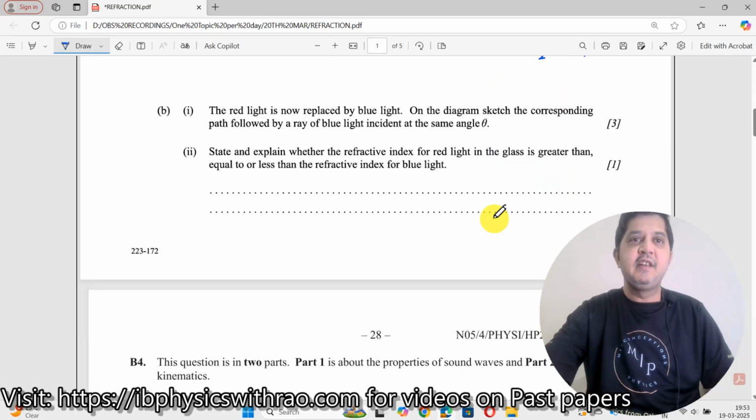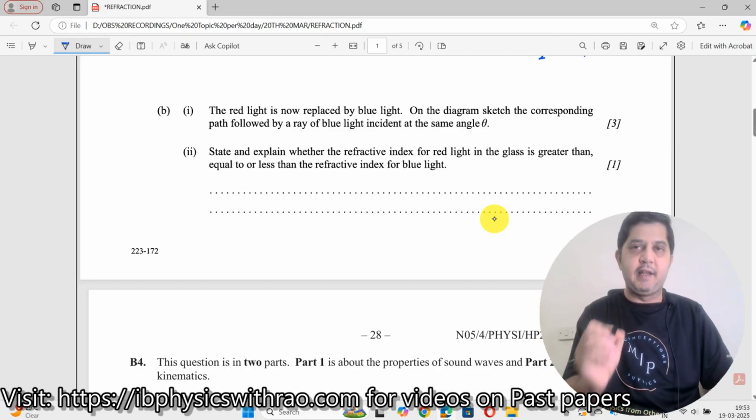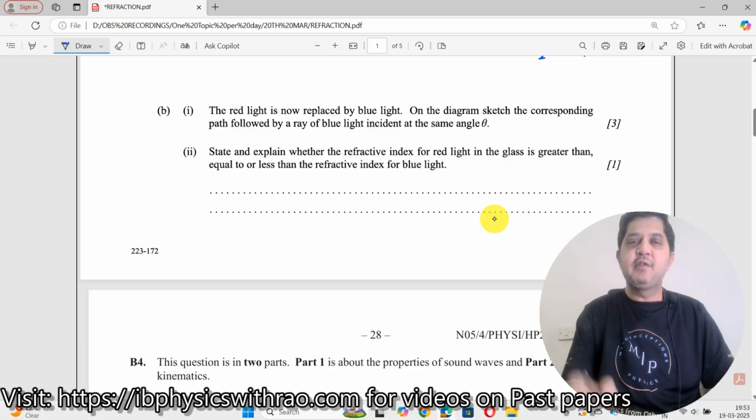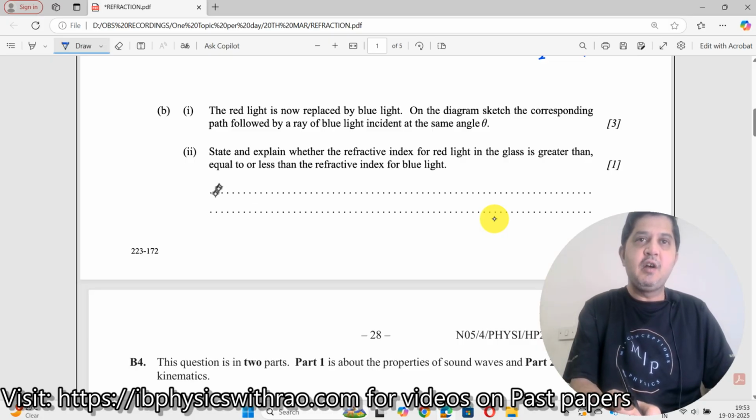Okay, next. State and explain whether the refractive index for red light in the glass is greater than, equal to, or less than the refractive index for blue light. So you need to explain what is happening to the refractive indices. Now, how is refractive index defined? Refractive index is defined by n equal to sin i divided by sin r. This is what is being defined over here.